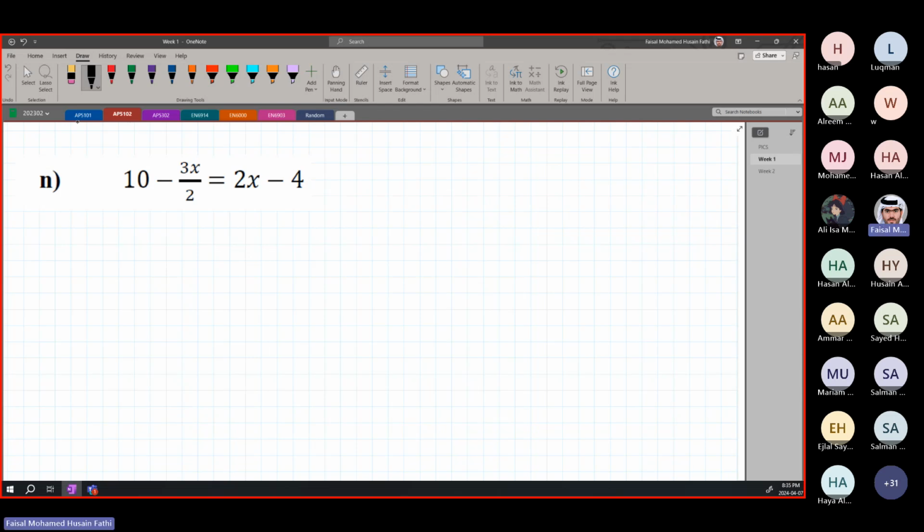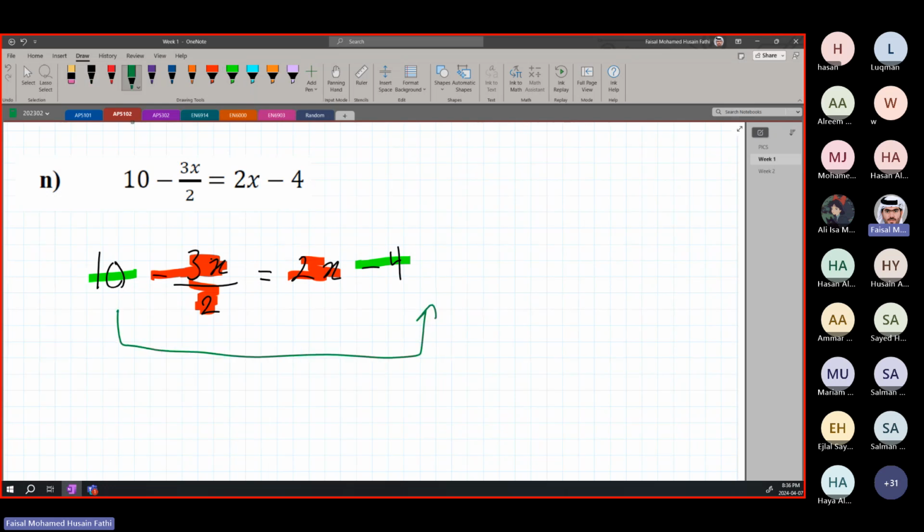Now, 10 minus 3x over 2 is equal to 2x minus 4. Again, the same exact concept. And then a minus 3x over 2 هني, and then a 2x here. We need to group them up. And then we have minus 4 and 10. So what I'm going to do is I'm going to take the 10 to the other side. It does not matter which side you choose. Yani, you can take the minus 4 to this side if you want, and that is just fine as well.